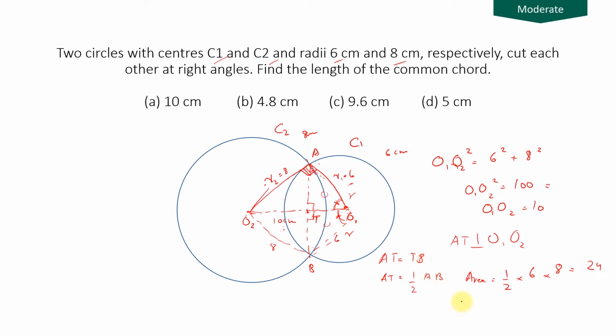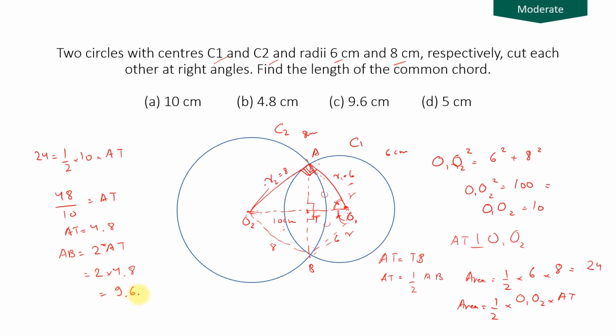The other way of looking at the area is if I take base as O1, O2. So the area will be half O1, O2 into height, which is AT. So O1, O2 we know is 10. So half into 10 into AT is equal to 24. So this gives us that AT is equal to 4.8. Now AB was twice of AT. This means that AB is 9.6 centimeter. This is the length of the common chord.